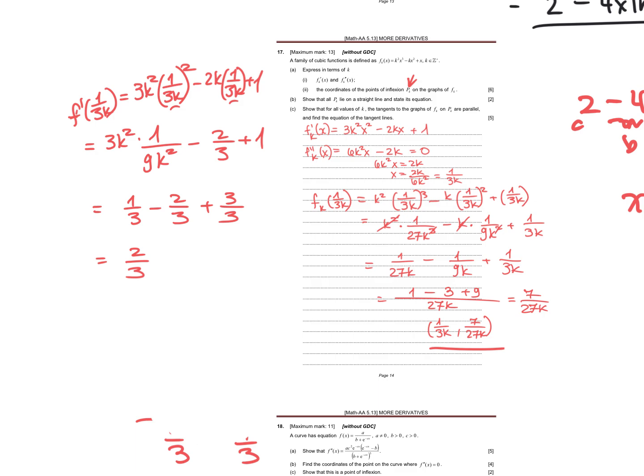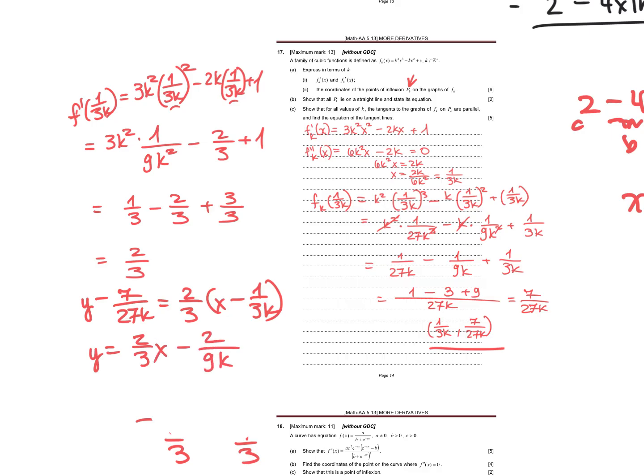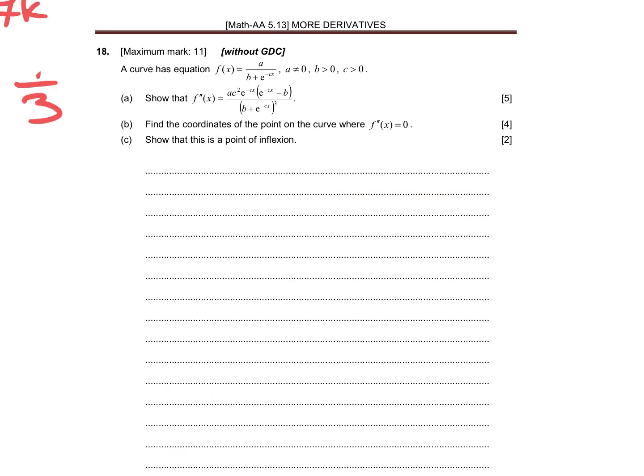So we are going to have y minus 7 over 27k equals m, x minus 1 over 3k. So 2/3 x minus 2 over 9k plus 7 over 27k. So 2/3 x, and then this is times 3. So 1 over 27k. All right, a curve has the equation that show second derivative.